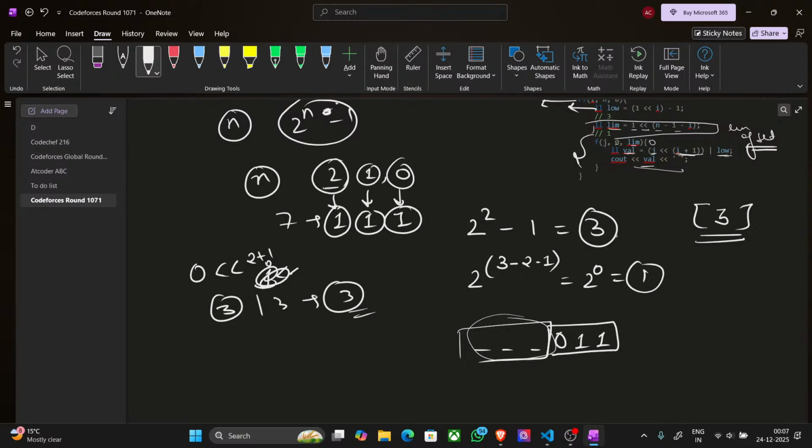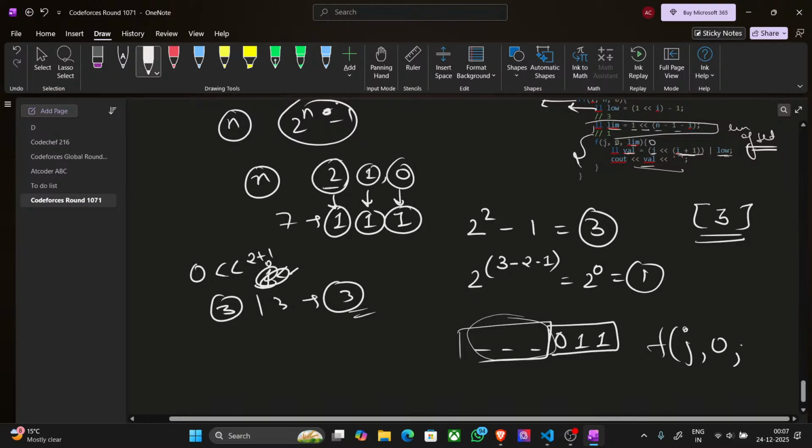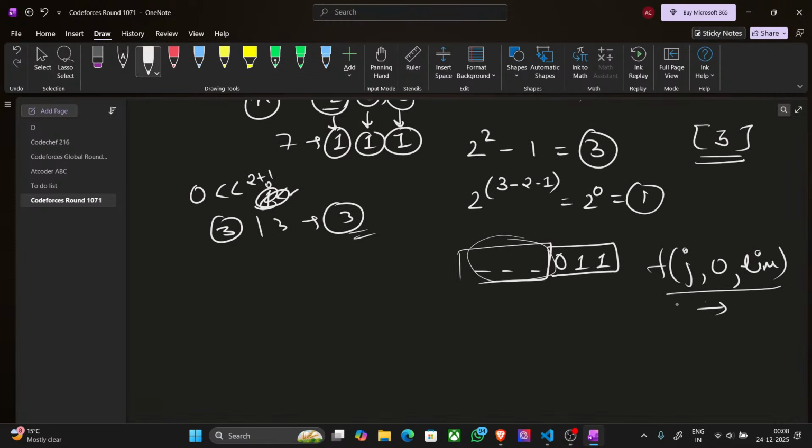You will always get them in the lexicographically smallest order, because we are doing a for loop with j equals 0 to limit, so they are always in lexicographically smallest order. Okay, so this is how the code will flow.